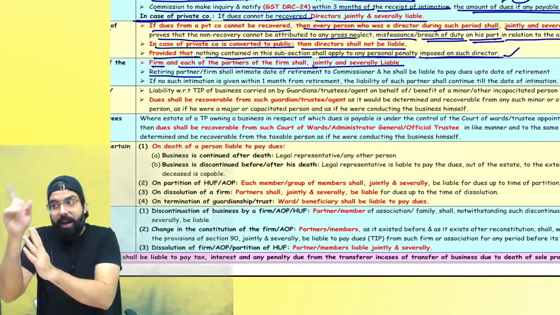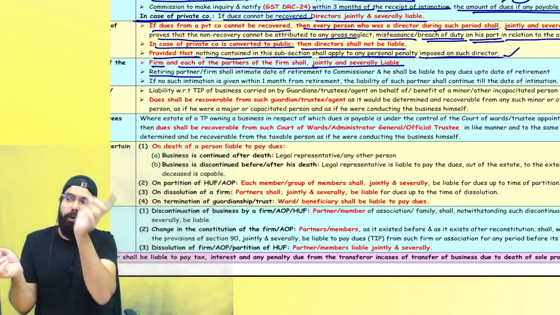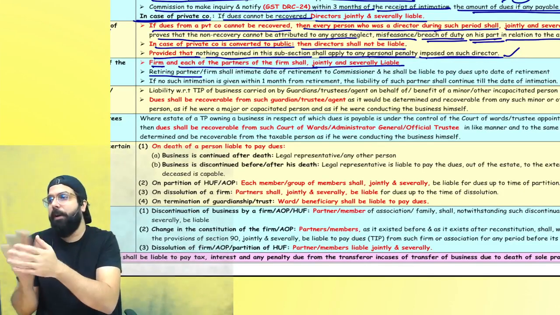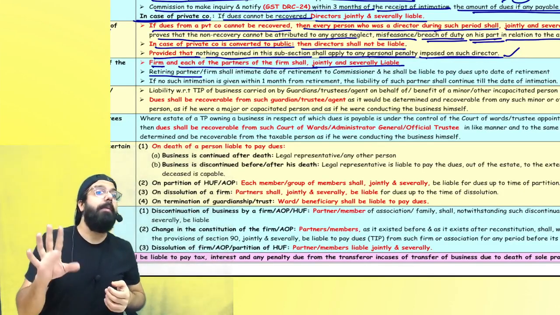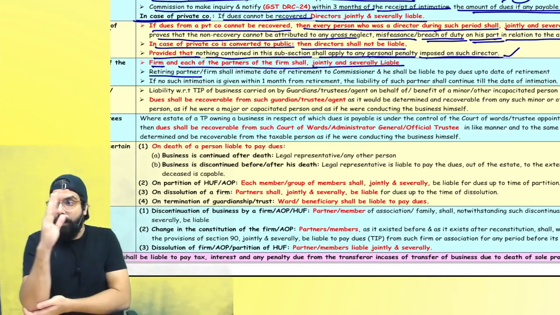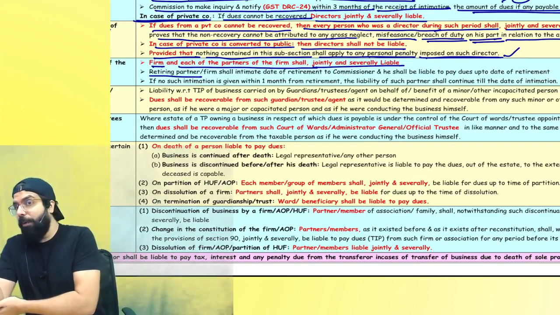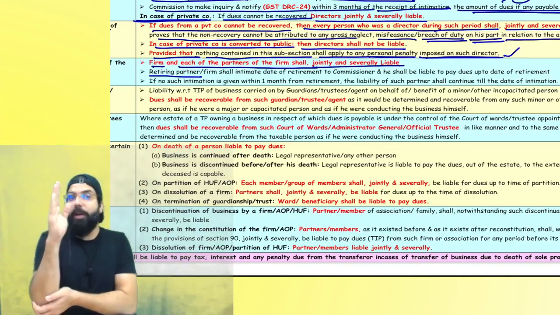Now, any liability after the period, who will be liable? The remaining partners will be liable. This retiring partner will not be liable. Sir, I did not intimate within 1 month. Retired, but did not intimate within 1 month. If you intimate within 1 month, then you are liable up to the date of retirement.